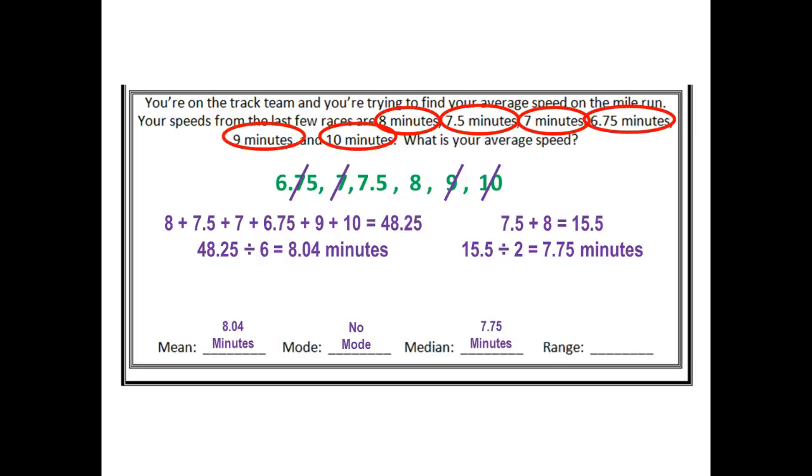Units are important. The range, you take the biggest value minus the smallest. So that's 10 minus 6.75 to get 3.25. So again, this is the range of where all those values are located. That's not a huge range, so the values were relatively consistent.